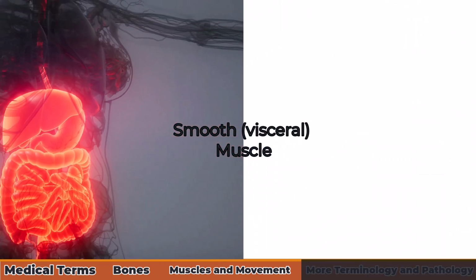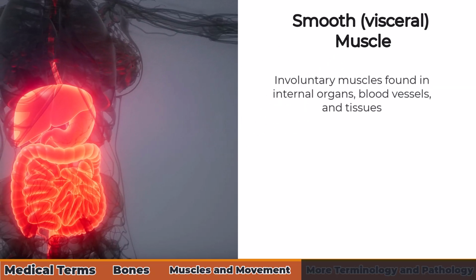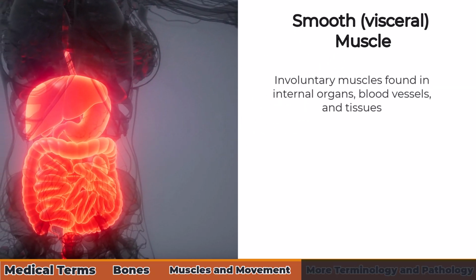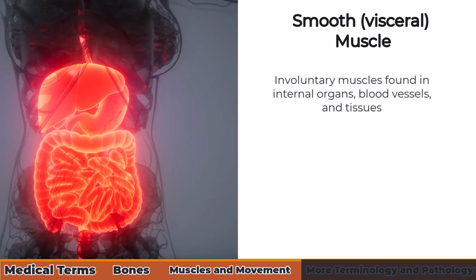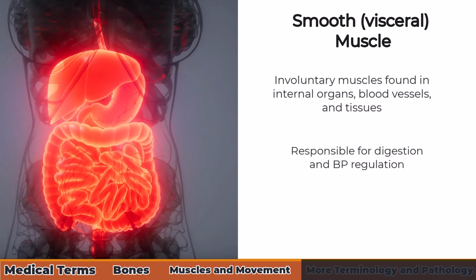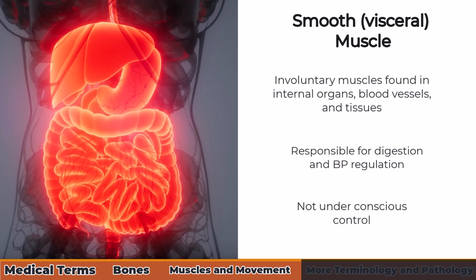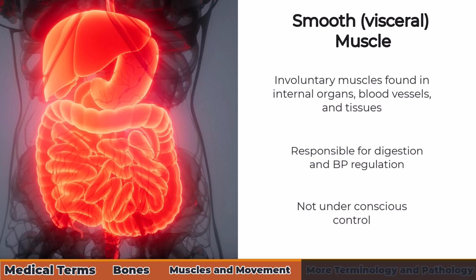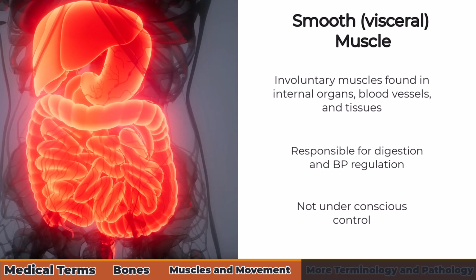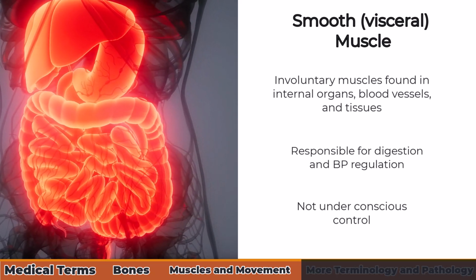Smooth, visceral muscle are involuntary muscles found in the walls of internal organs, blood vessels, and other tissues. They're responsible for functions like digestion and blood pressure regulation and are not under conscious control. Visceral muscle is smooth when viewed under the microscope, hence the name.